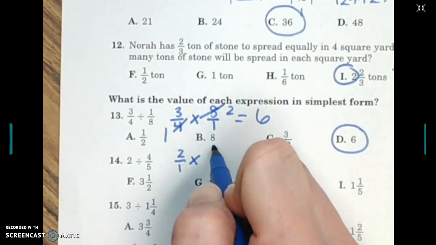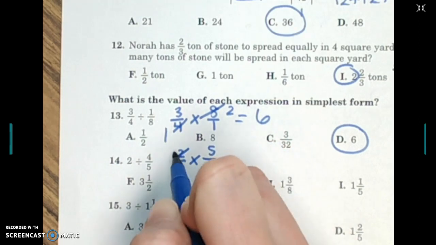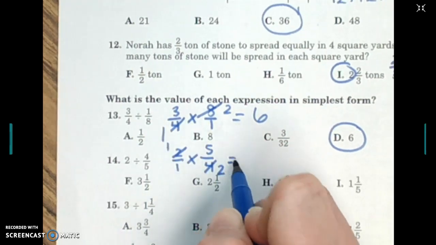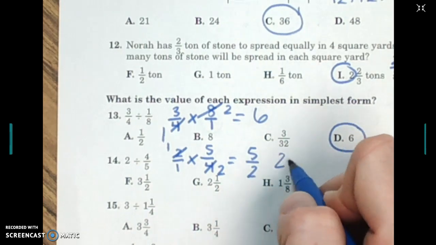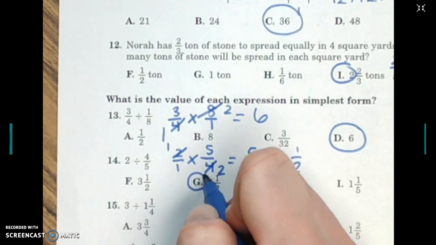Division changes to multiplication, and we flip. The 2 becomes a 1. The 4 becomes a 2. So we get 5 over 2. When we change that, that is 2 1/2. So your answer is G.